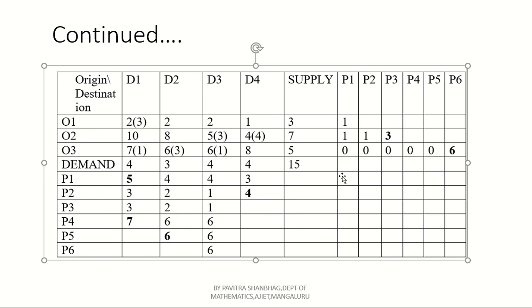Here 3 to 1, here also 3 and 0. So which is the maximum penalty? 3 is the maximum penalty. But simultaneously, where we have to concentrate, minimum value available in which row or column.